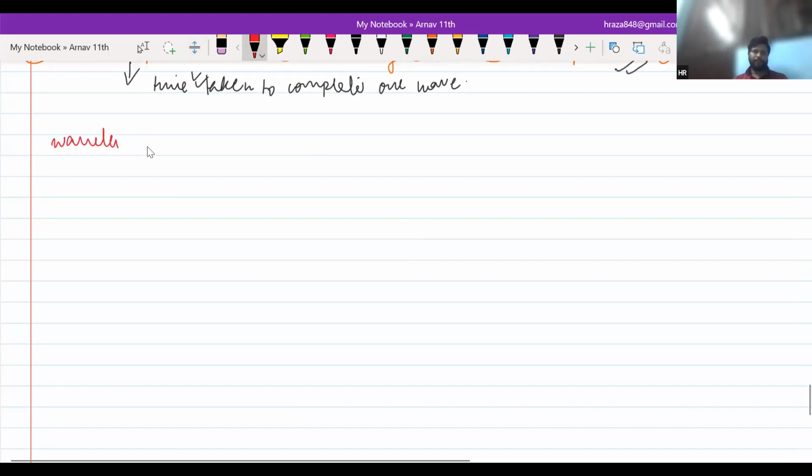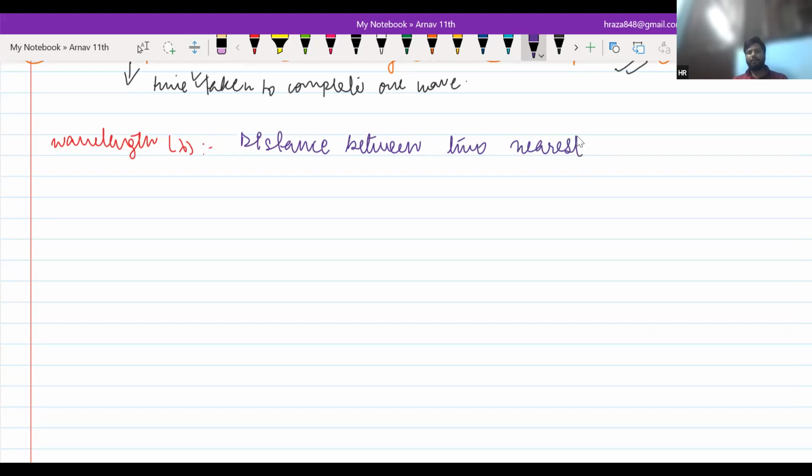Now there is wavelength, that is lambda. So I'm going to define it. Please write with me. Distance between two nearest crests or troughs, either crest or trough, is called wavelength, and its SI unit is meter. Its SI unit is meter.